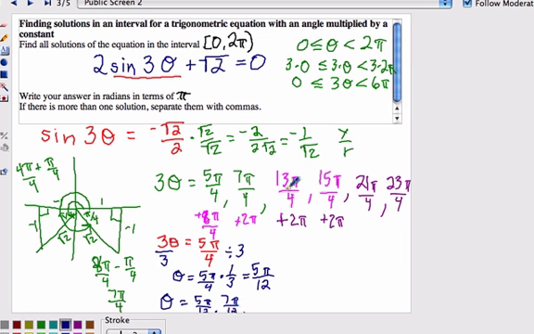Okay, and then this one I multiply by 1/3, that gives me 13 pi over 12. And then this one, when I multiply by 1/3, I'm going to have, of course, the 15 pi over 12, but that's going to simplify. I can divide both of those by 3, and that'll give me 5 pi over 4.